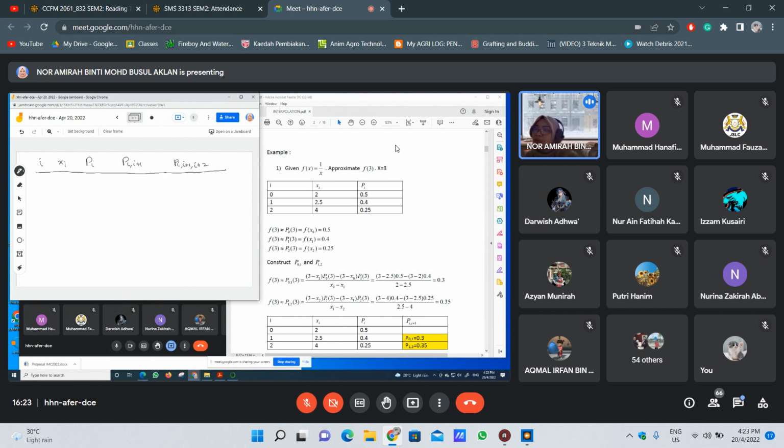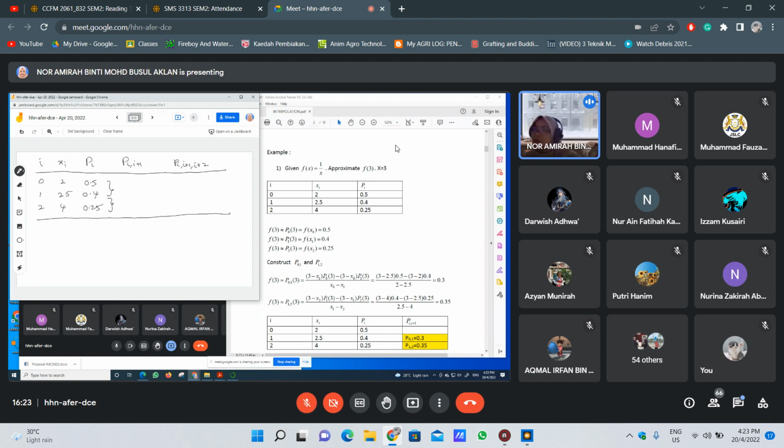So, you need to find untuk 1, 2, 3. So, this one is x0, x2, x3. So, meaning that sini tadi kita letak 2, 2.5 and 4. So, kalau P0, okay, P0 apa tadi? 0.5. P1, 0.4. P2 0.25. Okay. So next you're going to find this value. Okay. Meaning that yang ni adalah P01. Yang ni pula P12. So what is the formula?